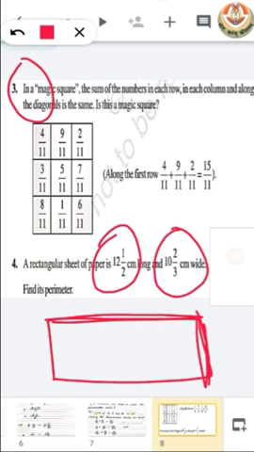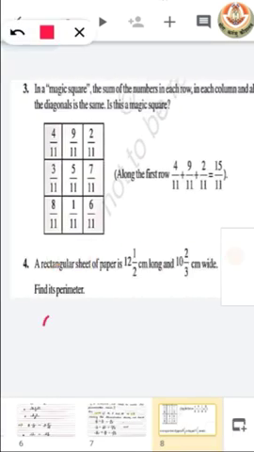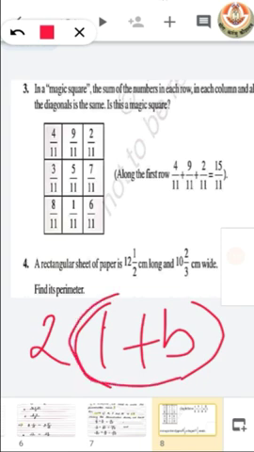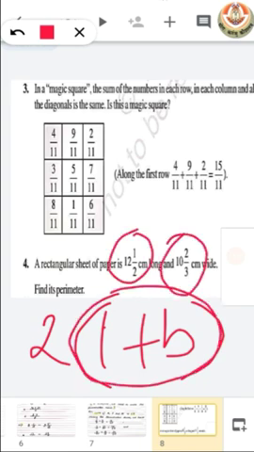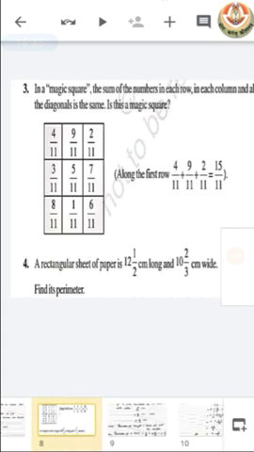Simple, we have length and breadth, and we have to put all the values in the formula for the perimeter of a rectangle. So we will have 2 in brackets L plus B. Just put the values of length and breadth here and add them first. Then whatever the addition is, you multiply it by 2. Simple, it just involves addition and multiplication. Let's move on to the next question.